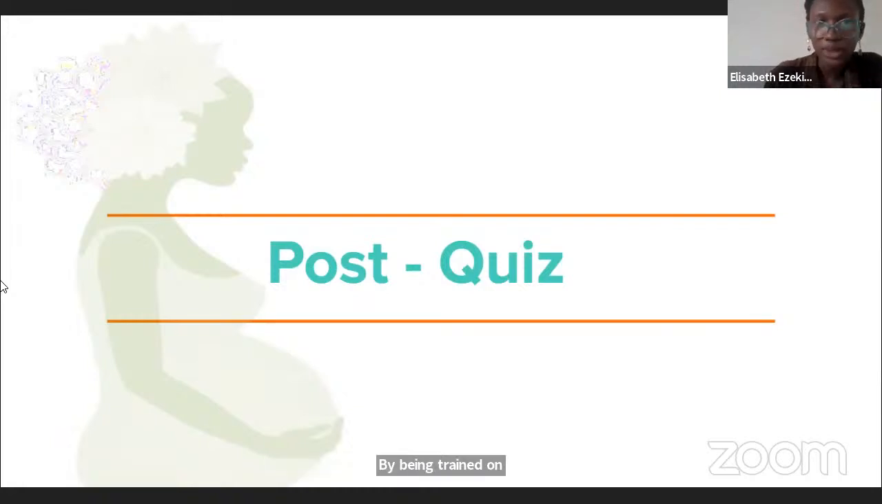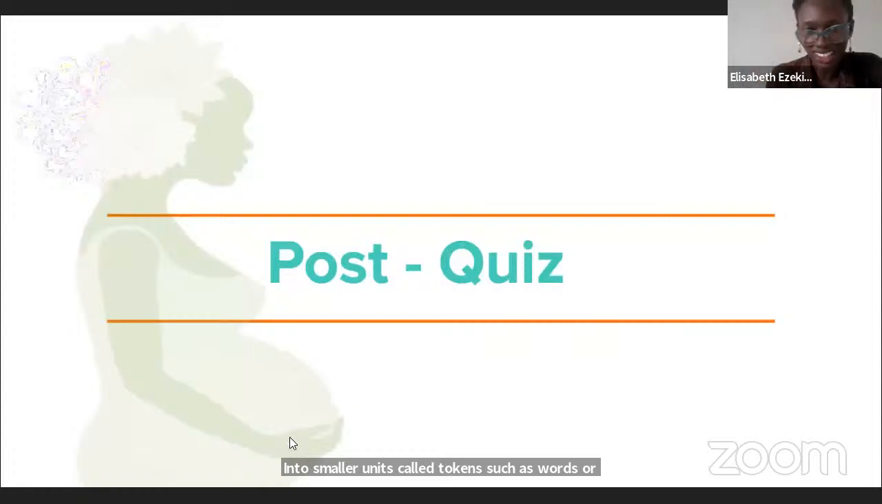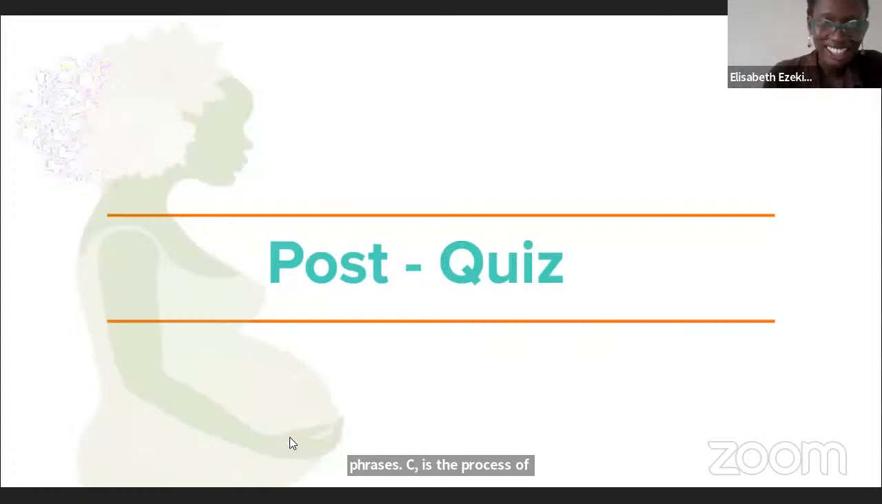Question 4, what is tokenization? What are tokens in the context of natural language processing, NLP? A, tokenization is the process of converting tokens into plain text. B, tokenization is the process of breaking text into smaller units called tokens, such as words or phrases. C, tokenization is the process of, and D, tokenization is the process of analyzing the sentiment of text data.